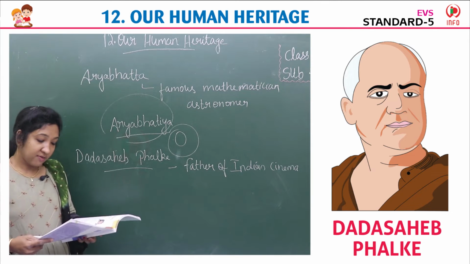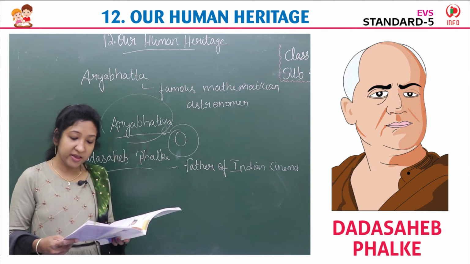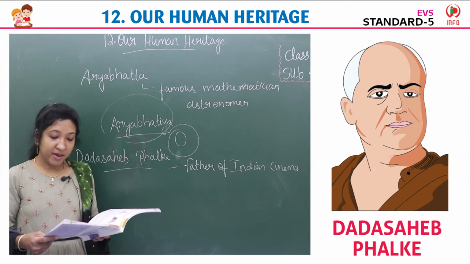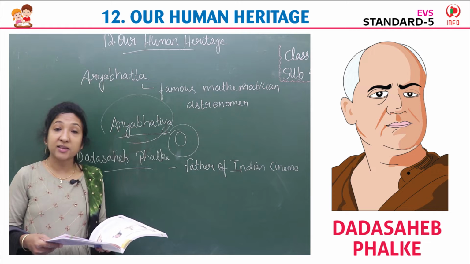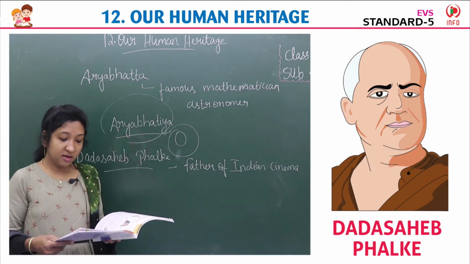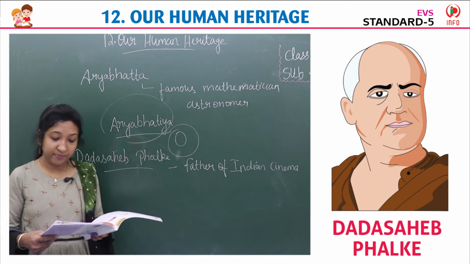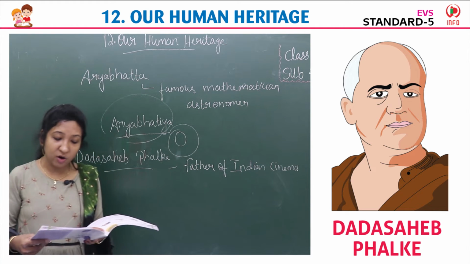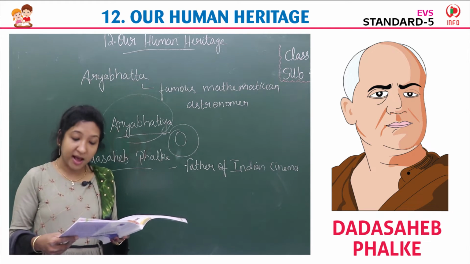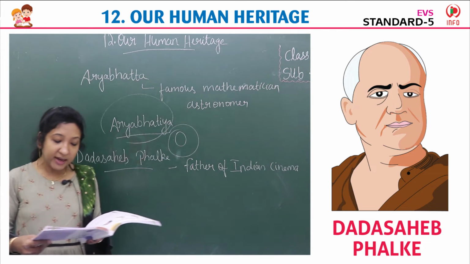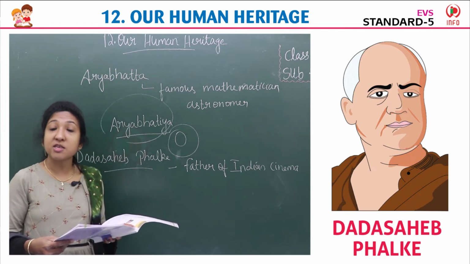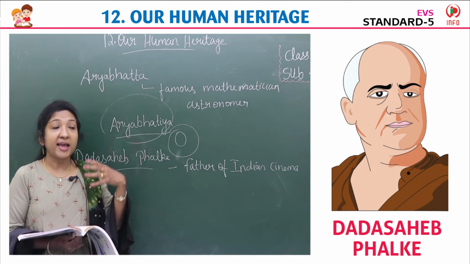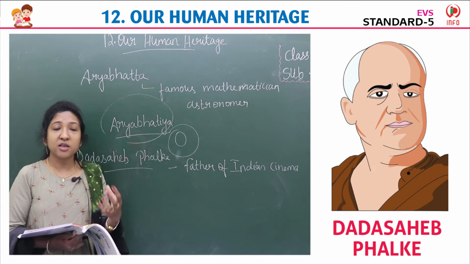Okay. He was born in Nasik, Maharashtra in 1870. He studied art in JJ School of Art, Mumbai. So he was born in Maharashtra, then he studied arts in Mumbai. His passion for making cinema was so great that he sold off many of his household items to travel to England and learn the art and technology of filmmaking. So he had a great passion towards that. He liked this field very much.